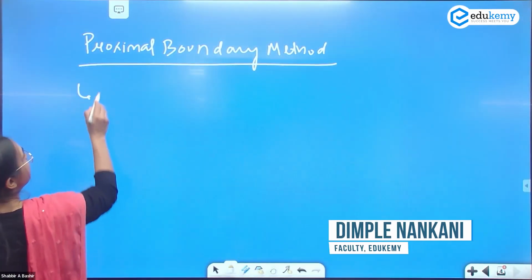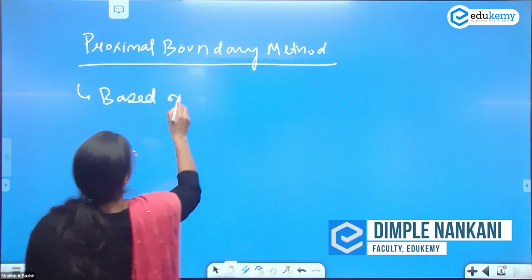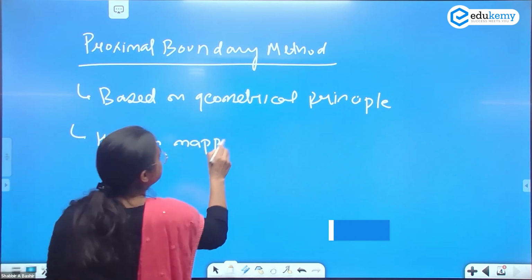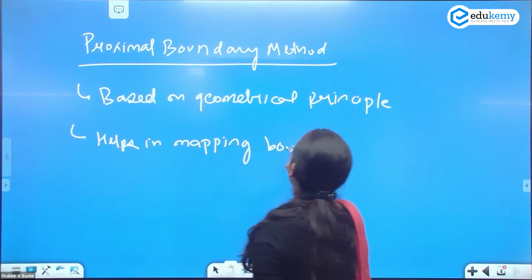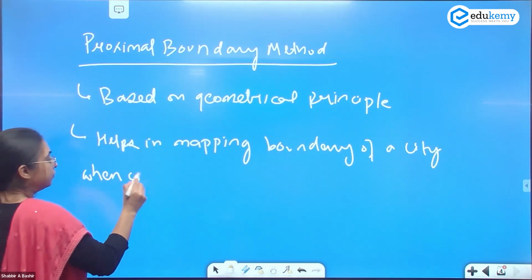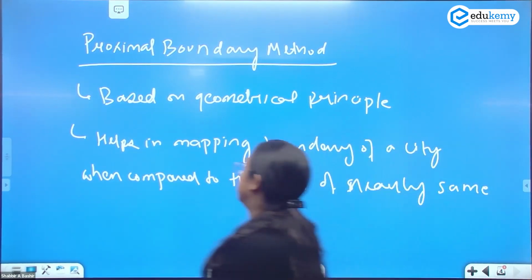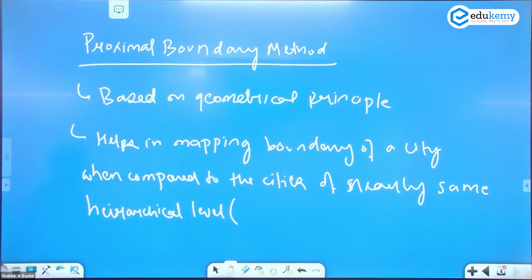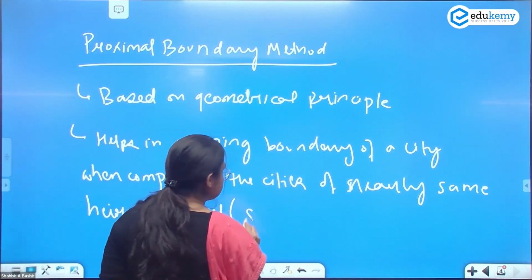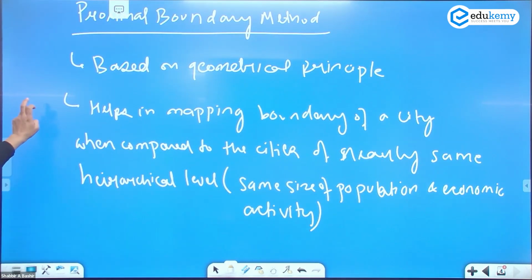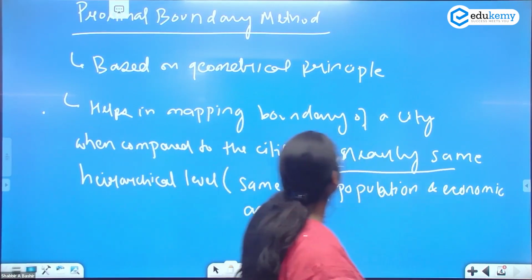On proximal boundary. This is based on a geometrical principle. It helps in mapping the boundary of a city when compared to the cities of nearly same hierarchical level. In bracket, what do we mean by hierarchical level? The same size of population and the economic activity.